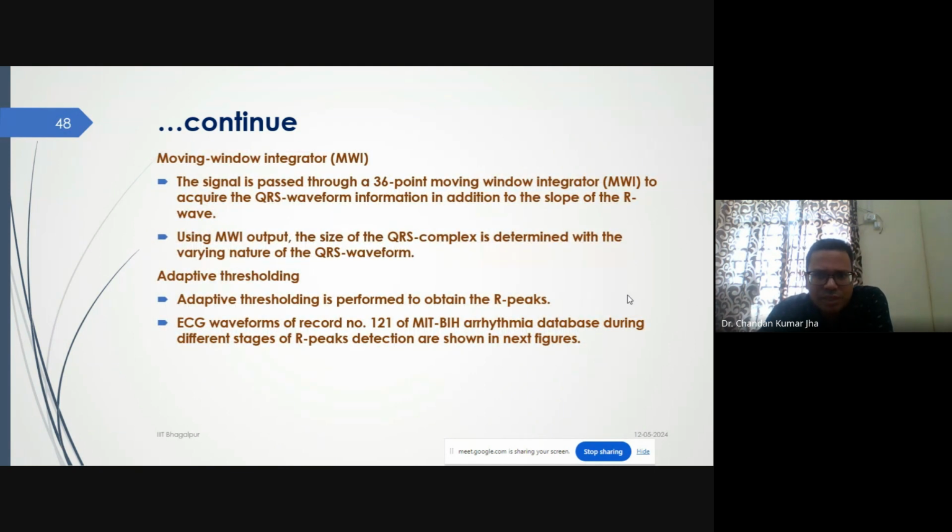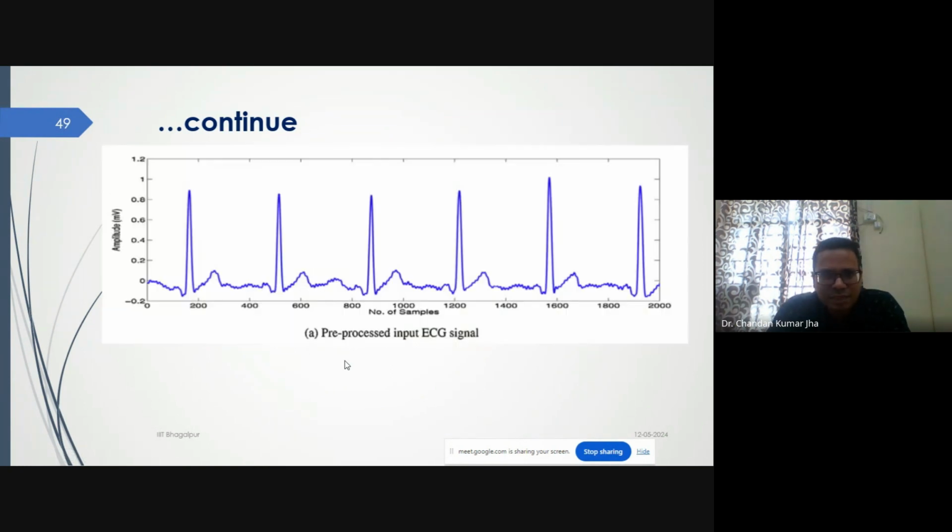For the window integration, the MWI is used with a 36-point moving window, and it acquires the QRS waveform information in addition to the slope of the R wave. Another advantage of the moving window is that the size of the QRS complex is determined with the varying nature of the QRS waveform. After that, adaptive thresholding is used to detect the R-peaks.